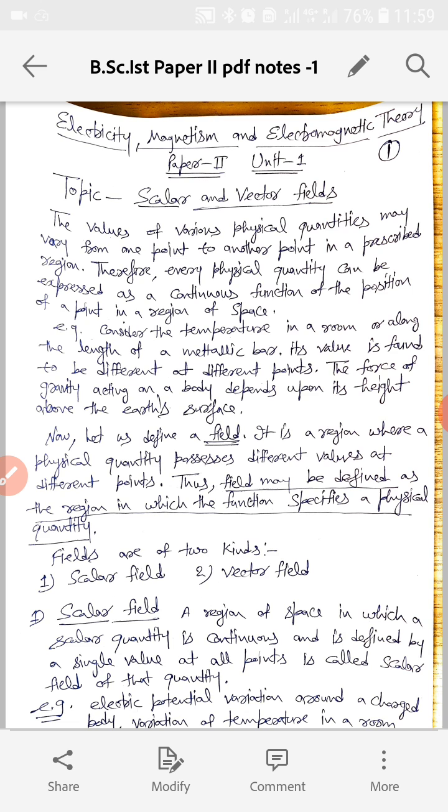So first we will define scalar fields. A scalar field is nothing but the space or region of space in which we are considering something. In that space we have scalar quantities which are continuous within that given space. Means if we move from one point to another point in that prescribed region, then that scalar function is defined at all the points, and that space in which these scalar quantities are continuous is known as a scalar field.